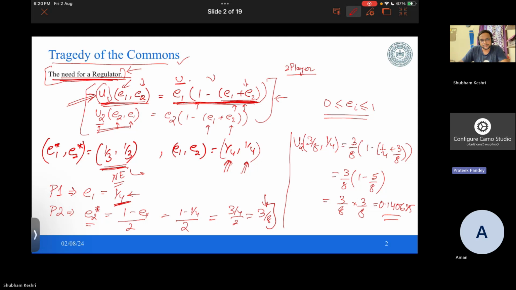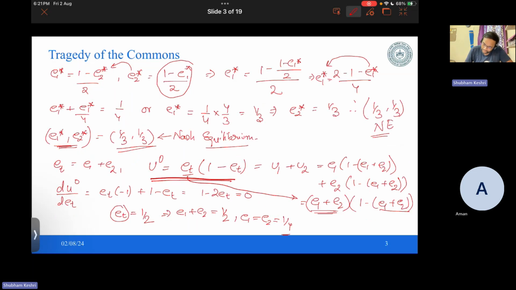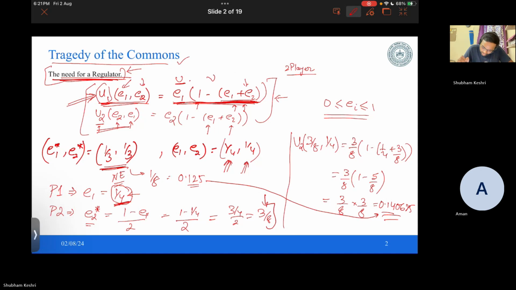All right. So the utility at Nash equilibrium was 1 by 8. If you just go back and check the lecture, you will see that the utility was 1 by 8. And this value is coming out to be 0.125. Now you see this value is higher than 0.125, which is the Nash payoff. Moreover, it is also higher than what is set by the regulator.